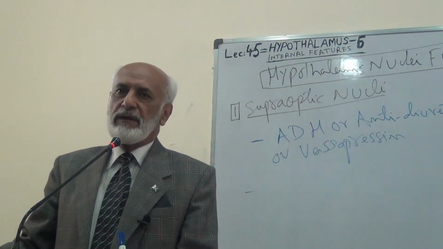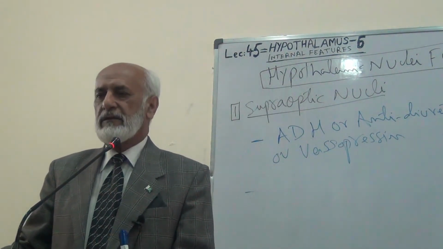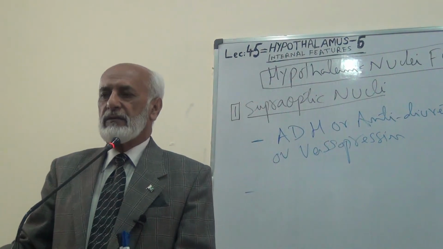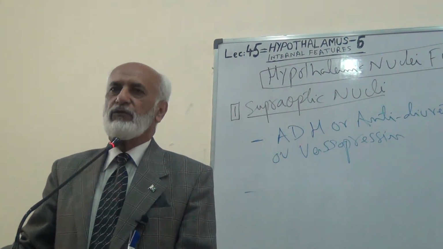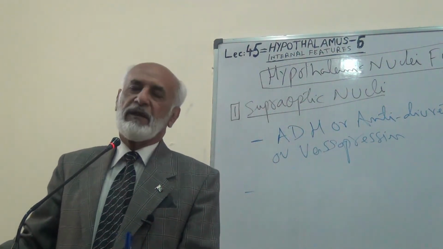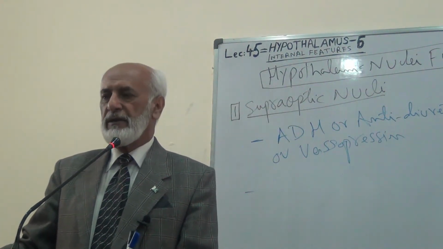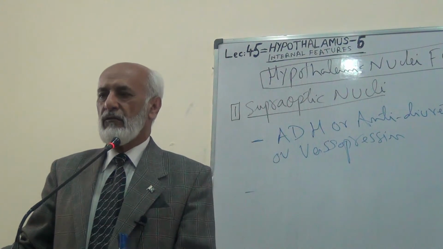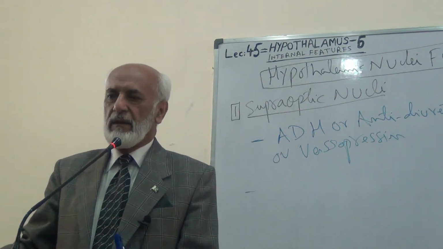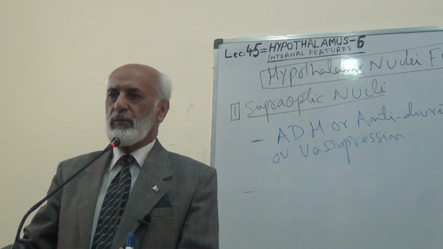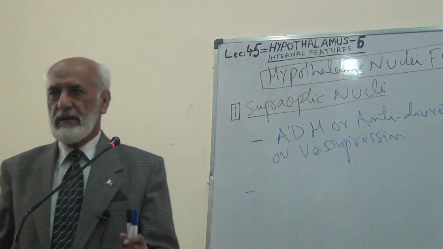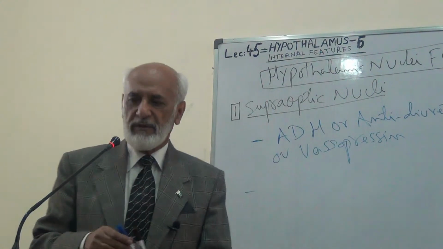Now, how do ADH or vasopressin act? The ADH absorbs water through the collecting tubules of the nephrons of the kidney. Thus, the ADH maintains water balance. Lesion of the supraoptic nuclei results in a condition called diabetes insipidus.